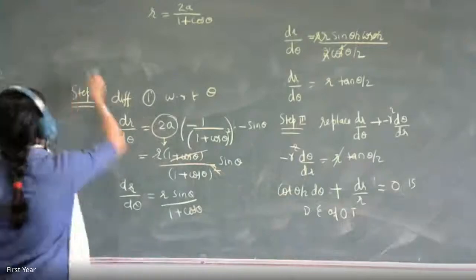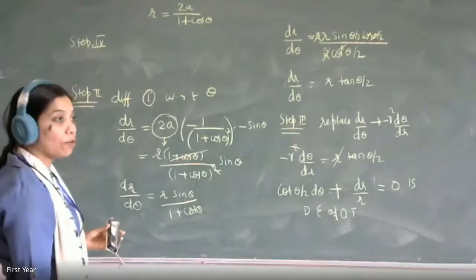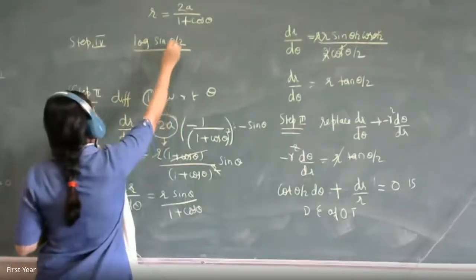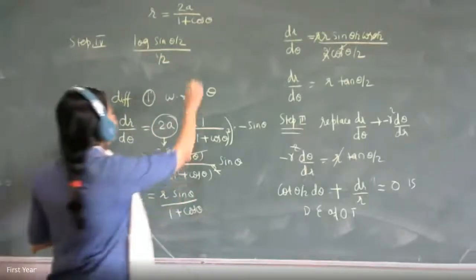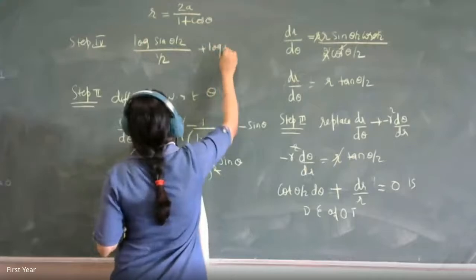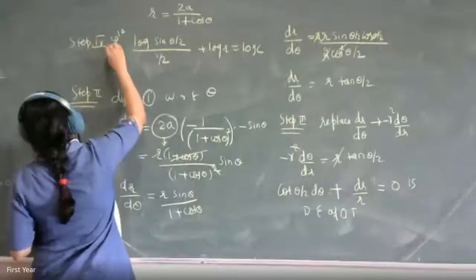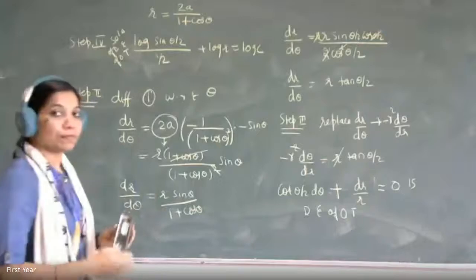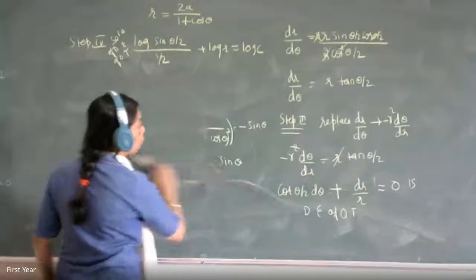Step 4. Integration: log of sin theta by 2 divided by the derivative of theta by 2, that is 1 by 2, correct? Plus log of r is equal to log of c. I have done the integration, the solution of the differential equation of the orthogonal trajectory. Simplify and you get the answer in the expected form.